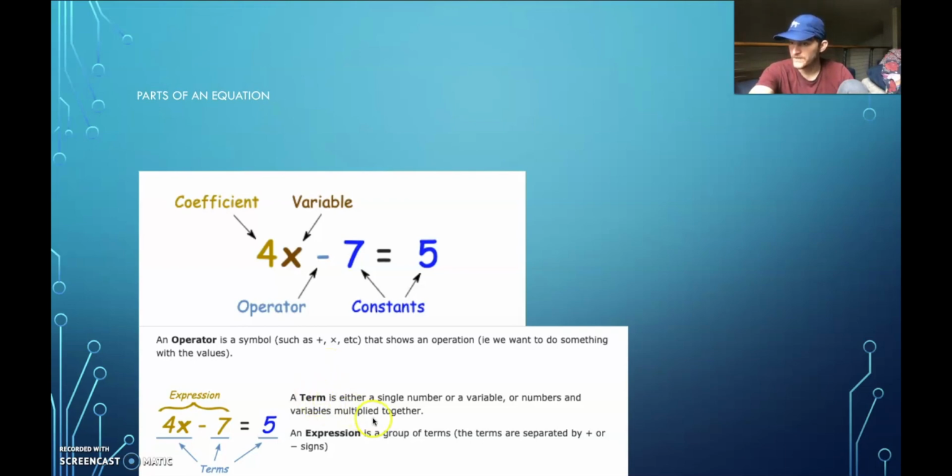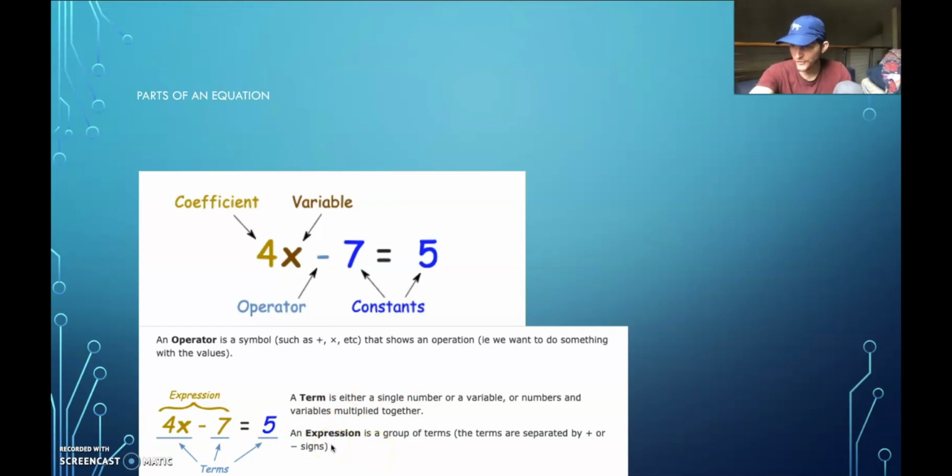So a term is either going to be a single number, like 7, or a number and a variable, or just a variable. So it's really anything that you can combine with an operator to get an expression, which is a group of terms.